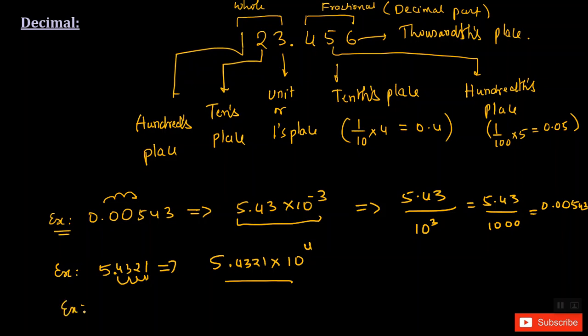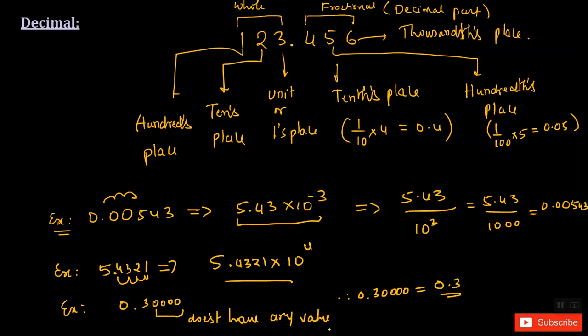And another example here: if I have a number 0.30000, these zeros don't have any value. It means 0.30000 is just equivalent to 0.3. They don't have any value. But if I have a number something like 0.0003, yes, these zeros carry some value, because after the zeros there is some number, so there is a value for the zeros. But after some number, after the decimal point, no matter how many times the zeros are repeating, they don't carry any value. Okay, let's move next.